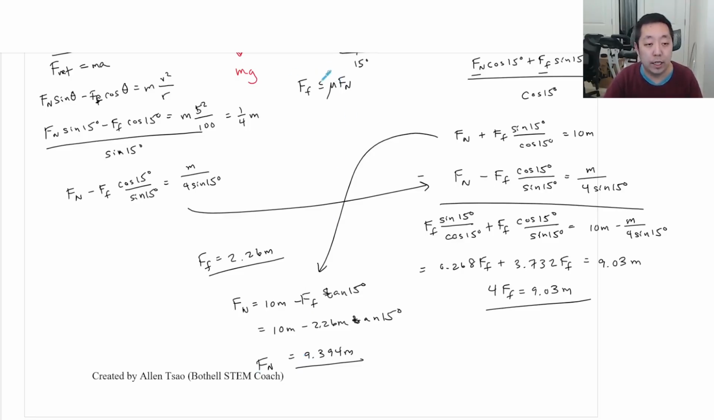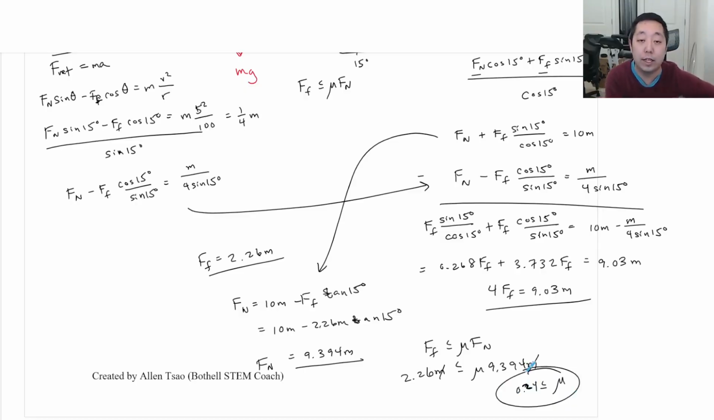Okay. So plugging into our original equation, force of friction less than or equal to mu Fn. That means the force of friction, which is 2.26 m, and m is the mass of the object, right? It's not meters. Mu times 9.394 m. The m's cancel. And I can say mu is greater than or equal to 2.26 divided by 9.394, and I get 0.24. So mu has to be bigger than 0.24 to make that turn at that speed.